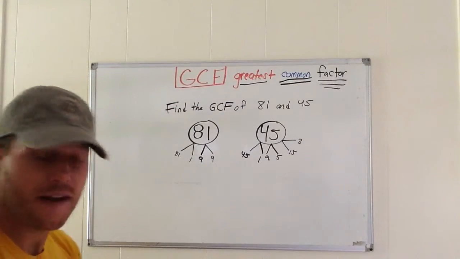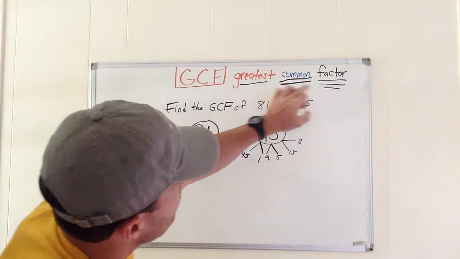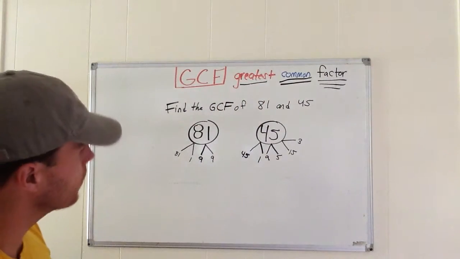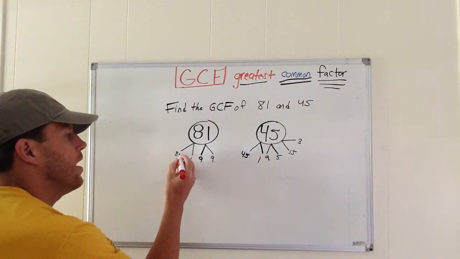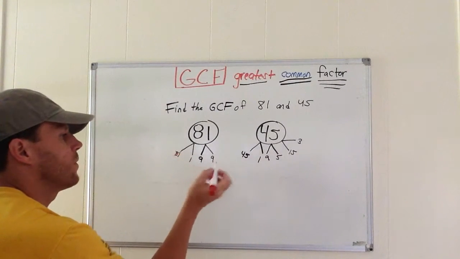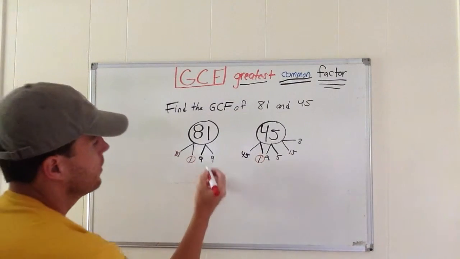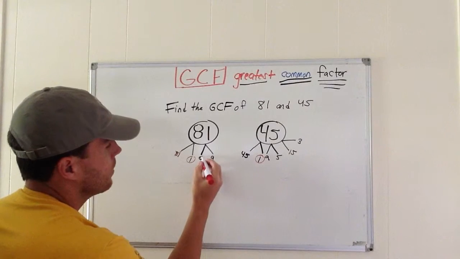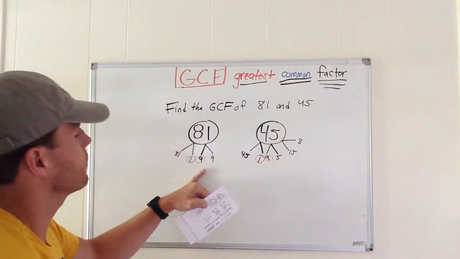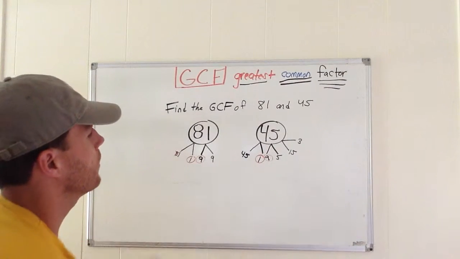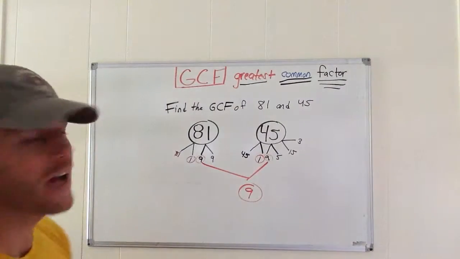Now, we have all the factors for both numbers. We need to find that greatest common factor. So what factor, or what number, do they share? What they have in common? 81, definitely not. They have 1 in common. So let's circle that. 9. Okay, 9 and 9. So we're going to circle that. And as you can see, that's it. So we're done. The greatest common factor is right here, and your answer is 9.